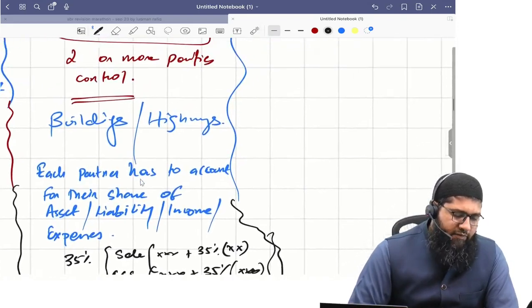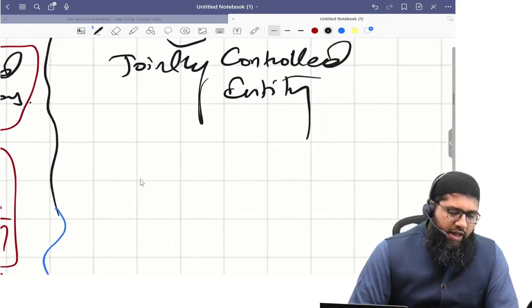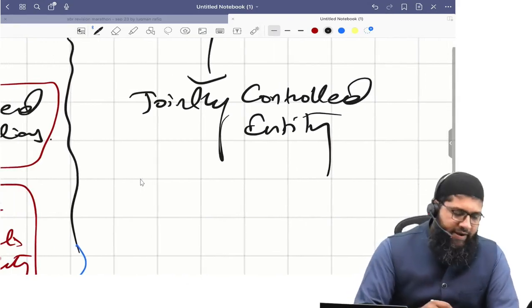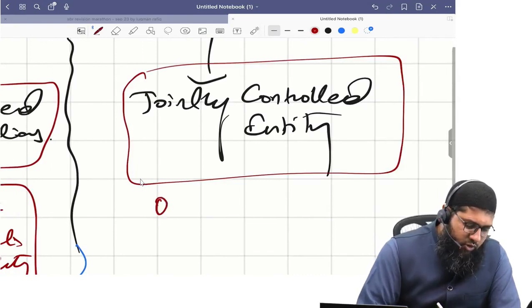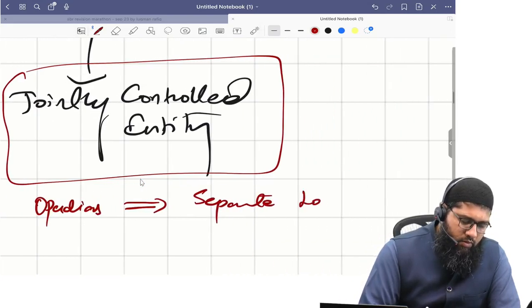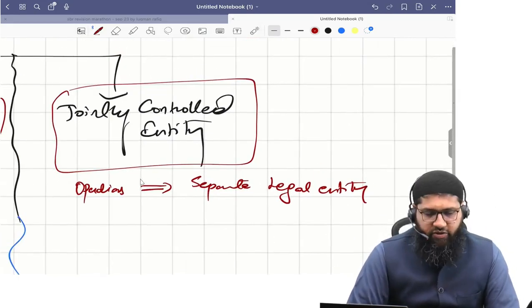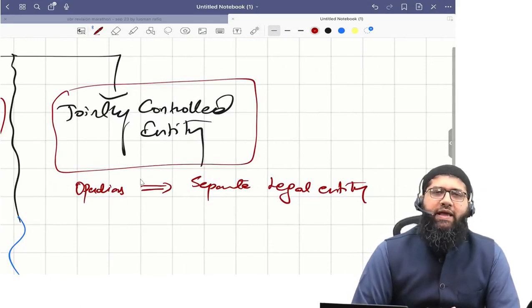Now let's move a bit forward and take things further. The third one of them is called a jointly controlled entity. Now what is this jointly controlled entity? Everything is the same. It's simply when you have got jointly controlled operations and you convert them into a separate legal entity. If you have got operations and you convert them into a separate legal entity, that is going to become a jointly controlled entity.